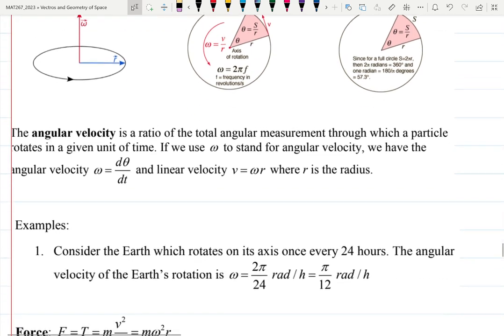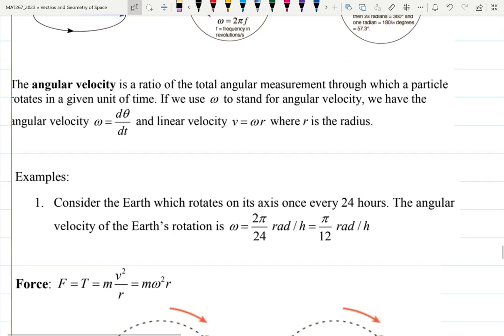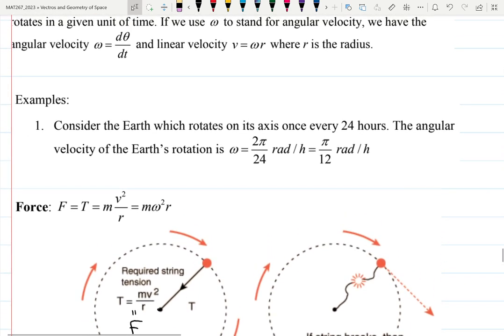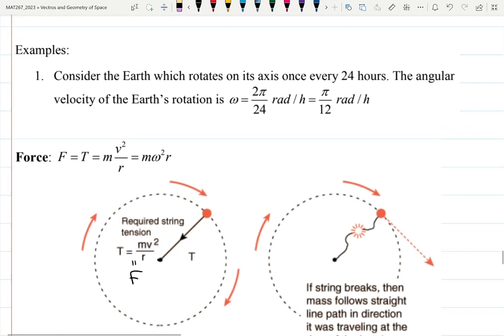Pretty cool. Angular velocity is a ratio of the total angular measurement through which a particle rotates in a given unit of time, omega. So change of angle with respect to time, that's what it is here. Change of angle with respect to time. You can read the rest, that's very interesting.